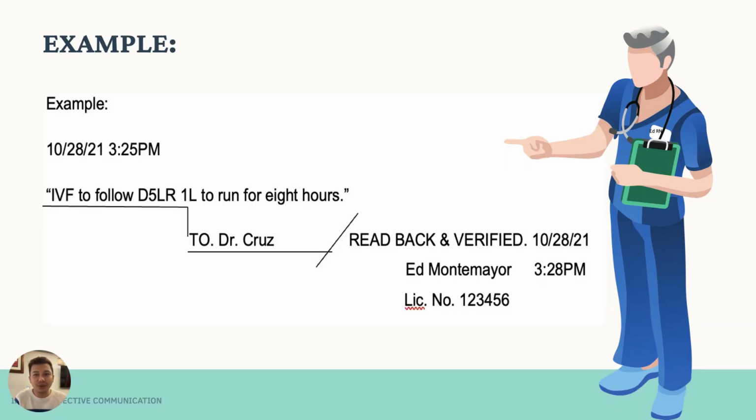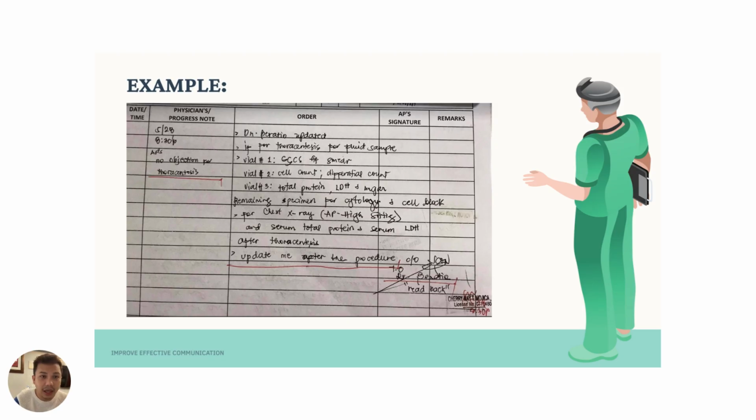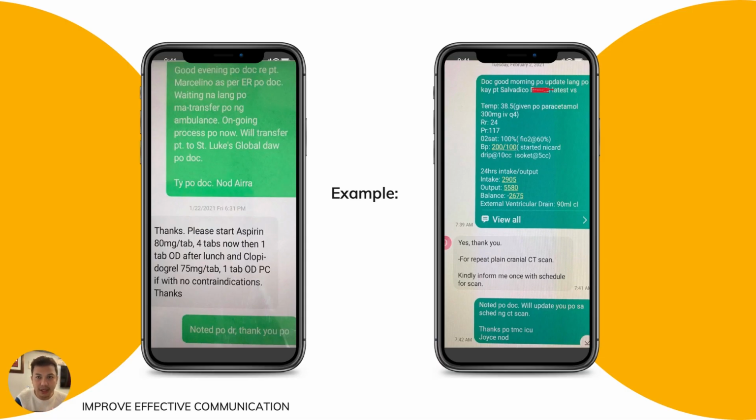So how should a telephone order be written? This is an example, the exact example of a telephone order written in the physician's order sheet with read back and signed properly. And this is another example of a text order with confirmation text from our nurses.